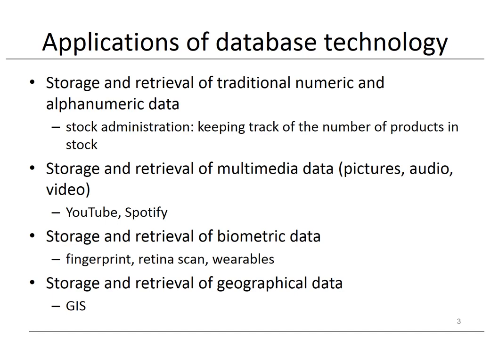As a first example, think about the storage and retrieval of traditional numeric and alphanumeric data in a stock administration application developed to keep track of the number of products in stock. For each product, the product number, product name, and available quantity needs to be stored. Replenishment orders need to be issued as soon as a quantity drops below the safety stock. Every replenishment order has an order number, order date, supplier number, supplier name, and a set of product numbers, names, and quantities.